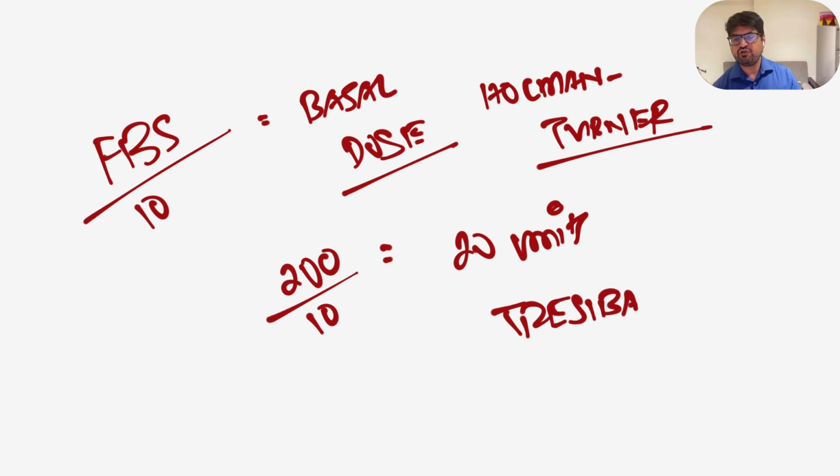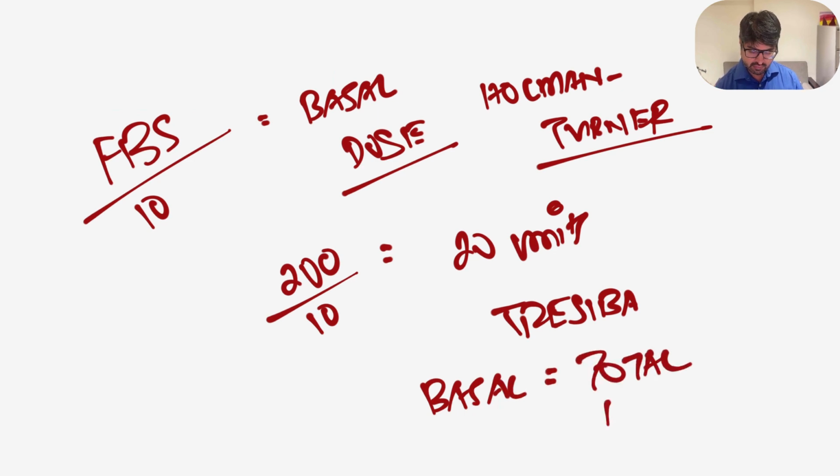Now how much bolus insulin to give? The basal dose is equal to the total bolus dose. So you use the basal dose and the total bolus dose. In this case again, the patient's basal dose is 20 units.